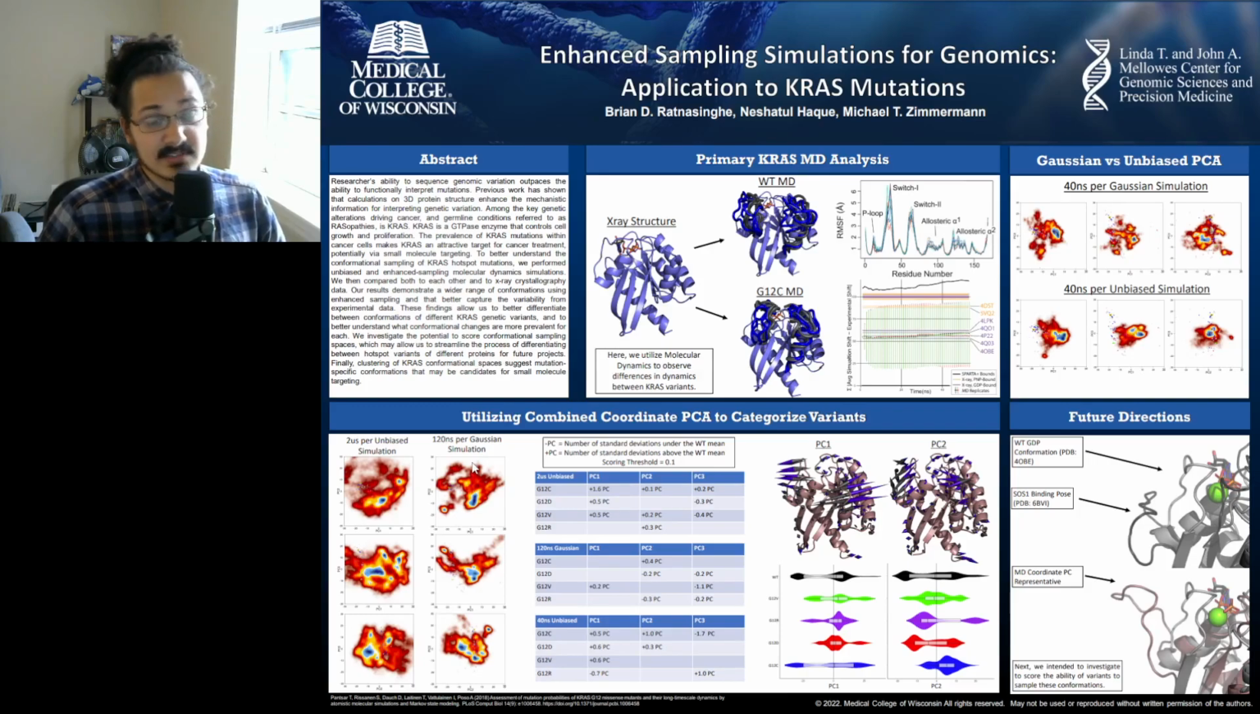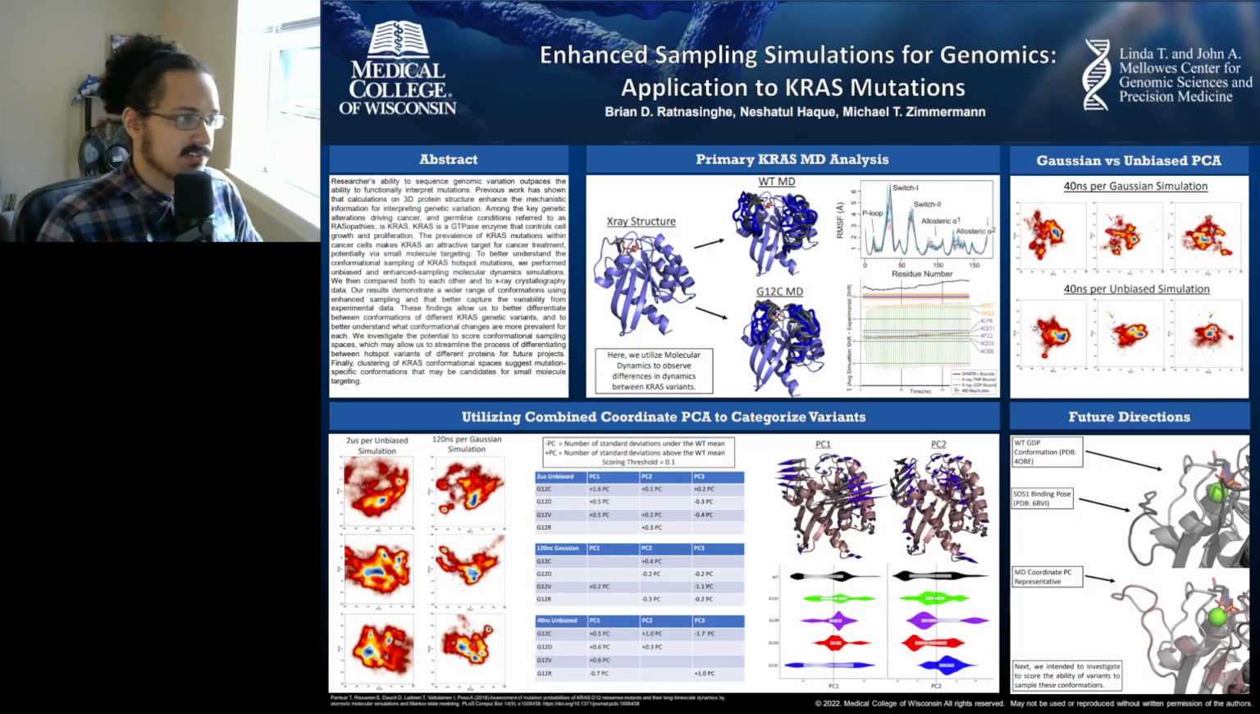And so we were trying to see, is Gaussian good enough to be used on these smaller timescales, 40 nanoseconds to 120 nanoseconds, for differentiating between the variants. We might not be sampling everything, but we might be able to differentiate on a strong enough level to be able to score properly. It's just an idea.